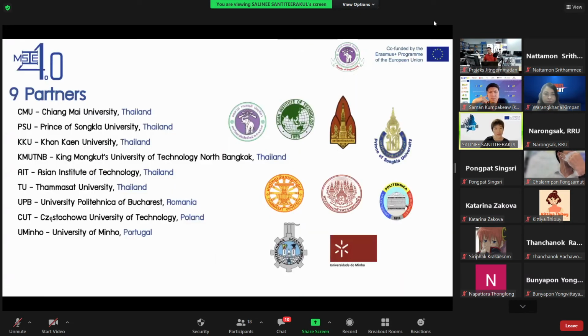For the second project, the MSIE 4.0, we worked with 9 partners. Mainly the partners are universities in Thailand. We worked with Chiang Mai University, Prince of Songkla University, Khon Kaen University, King Mongkut's University of Technology North Bangkok, AIT, Thammasat University, and another 3 universities from the EU: University Politehnica of Bucharest, a university in Poland, and a university in Portugal.